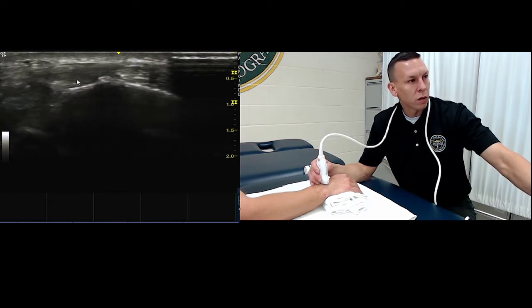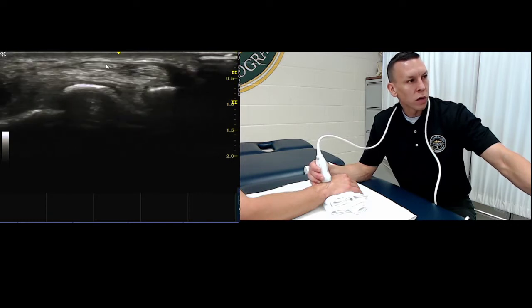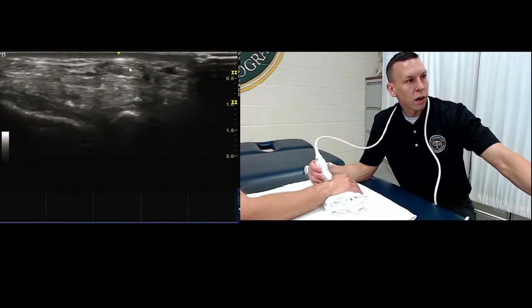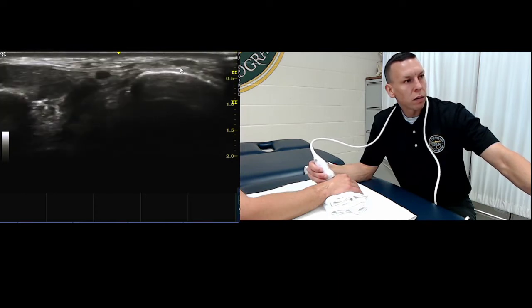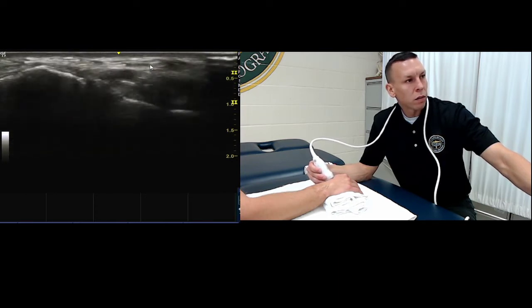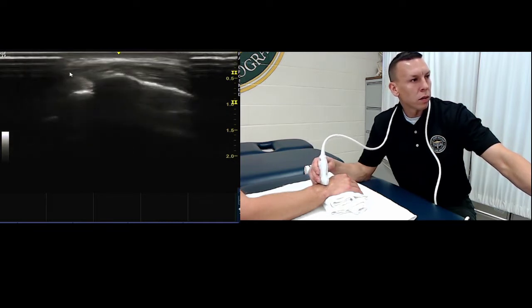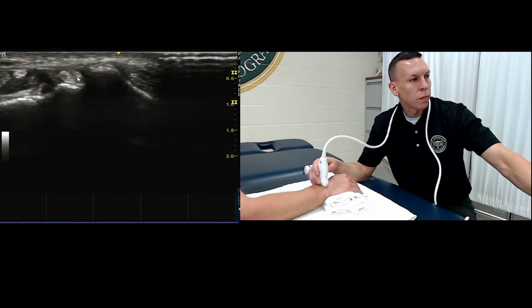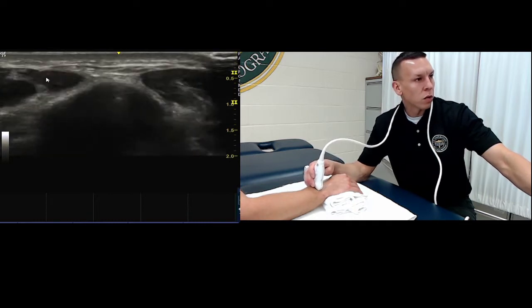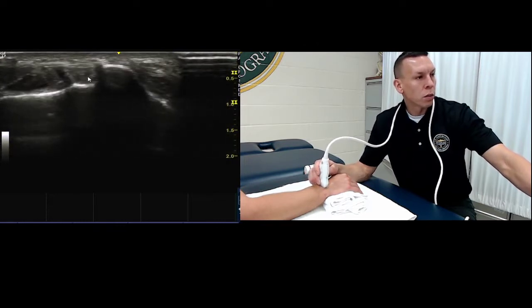what'll happen is it takes almost a 90-degree turn and goes over top here of the second compartment, and it's right there. And then here it goes back to a spot next to Lister's tubercle, and so we can also go proximal and watch it turn into muscle here. All right, so that's the third compartment.